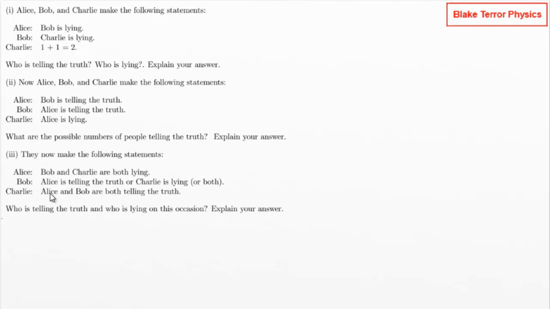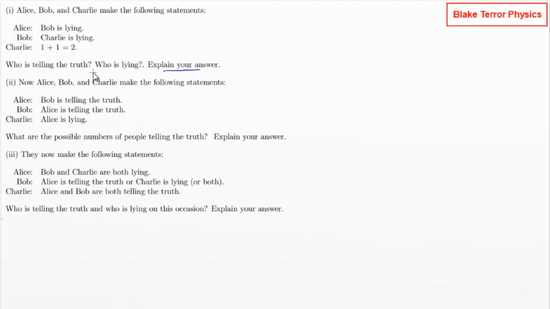Hello, this is question 6 from the 2009 MAT. So this is the logic question that they always put as question 6. Alice, Bob and Charlie make the following statements. A: B is lying. B: C is lying. C: 1 plus 1 equals 2. Okay, who is telling the truth? Who is lying? Explain your answer, which is always the annoying part of it all.